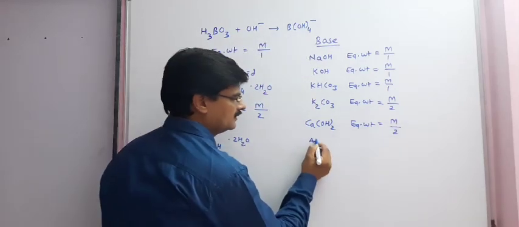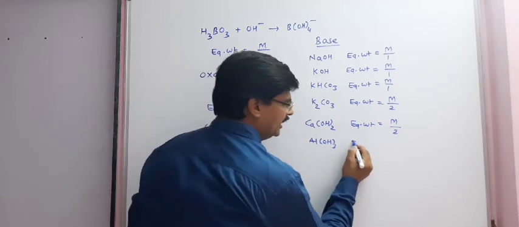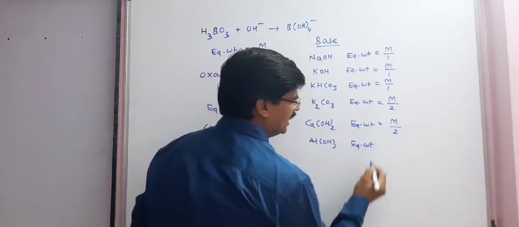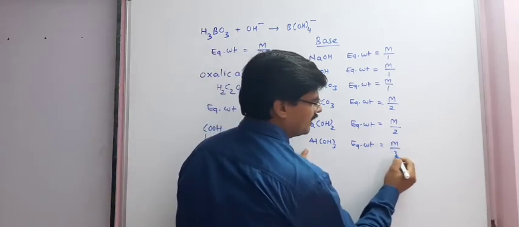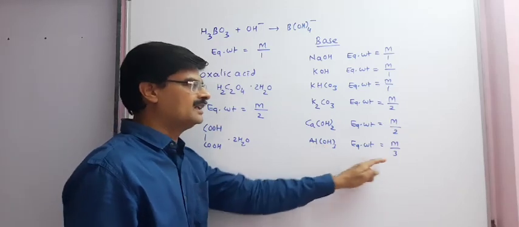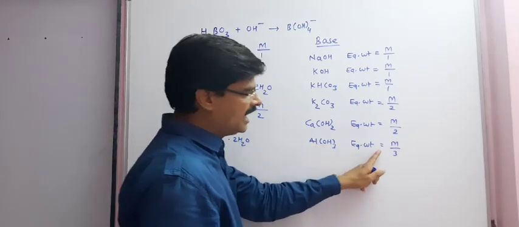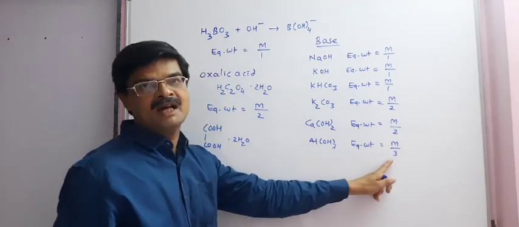Al(OH)3, aluminium hydroxide. Equivalent weight for aluminium hydroxide is obtained when its molar mass is divided by 3. Number of OH present in aluminium hydroxide is 3. That is why equivalent weight can be obtained when molar mass of aluminium hydroxide is divided by 3.